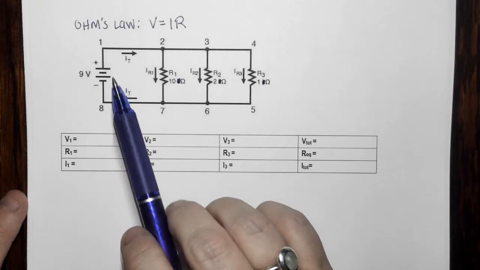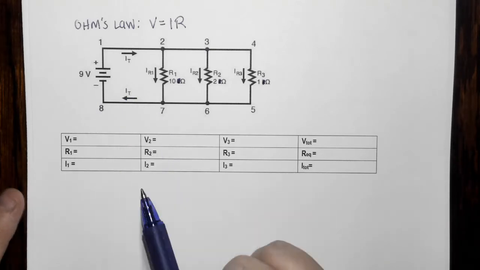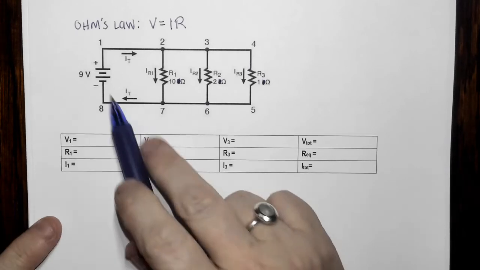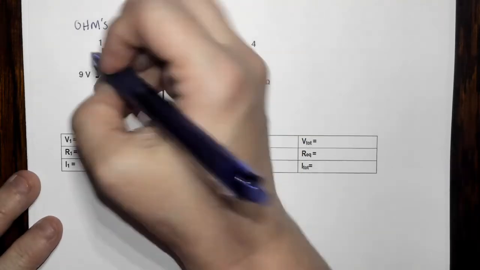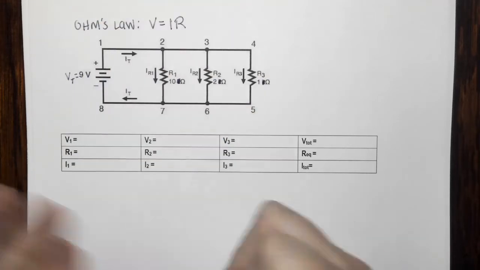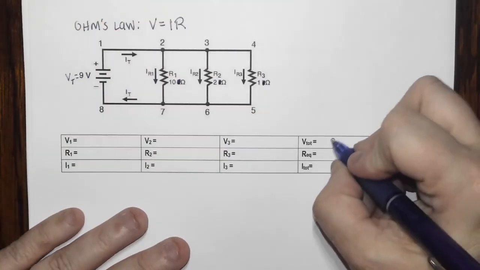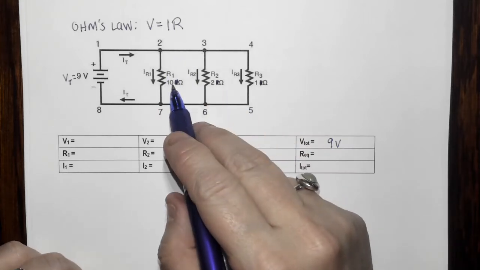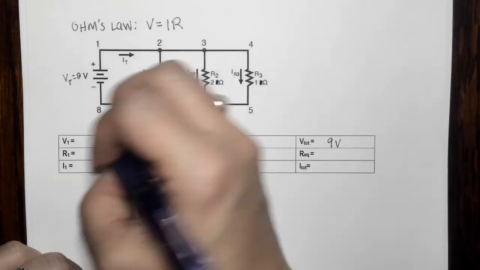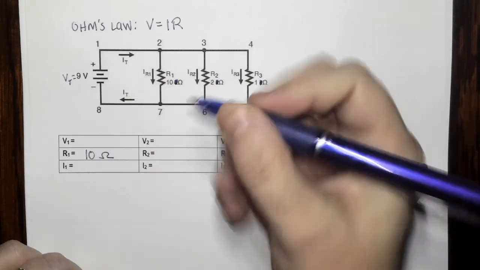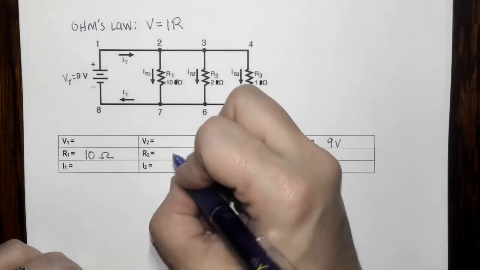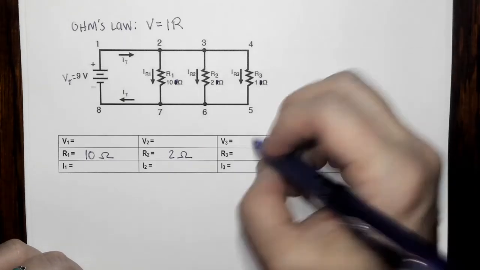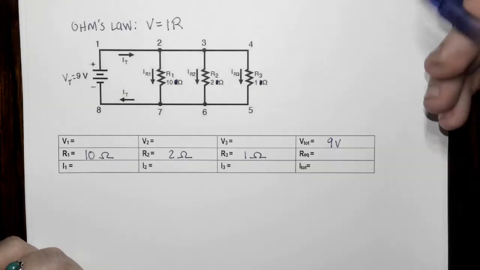So, where do we begin? First of all, always take all of your values and write them into your table. So for example, this is V total. My total voltage is going to be 9 volts. My first resistor is going to be 10 ohms. My second resistor is 2 ohms. And my third resistor has a resistance of 1 ohm. And that is everything that I know.